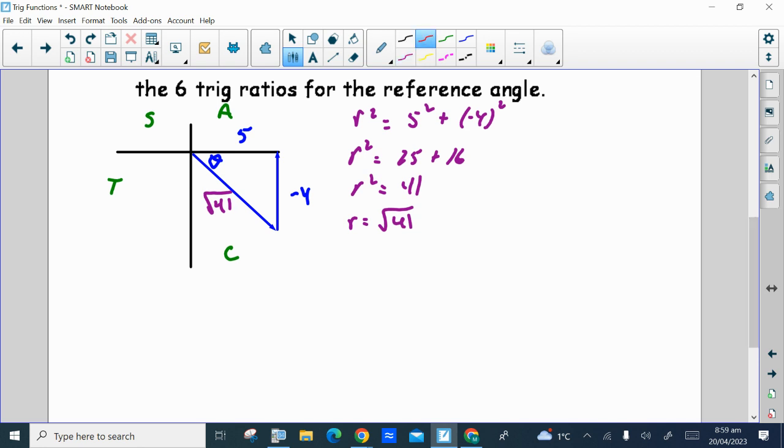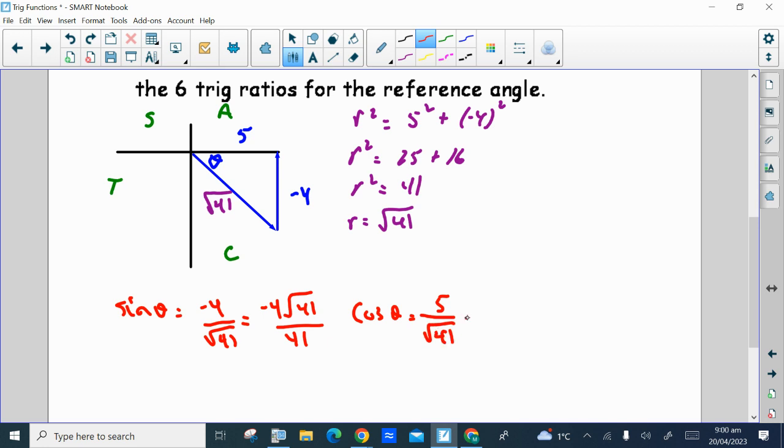So we've got first our three primary ratios. The sine of theta, which is opposite over hypotenuse, negative 4 over root 41. But remember, you should never leave answers with irrational denominators. We need to rationalize it by multiplying top and bottom by root 41. So there's the answer in simplest form. The cosine of theta is adjacent over hypotenuse. And again, we'll multiply top and bottom by root 41.